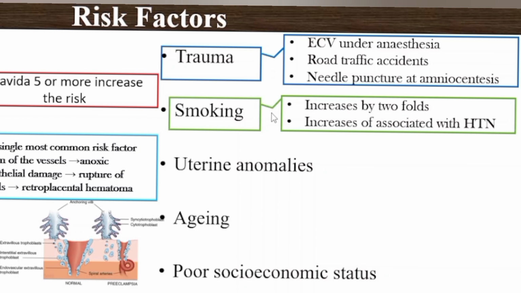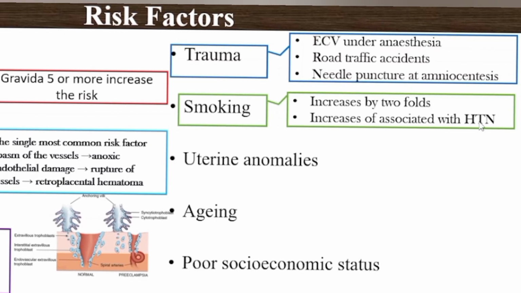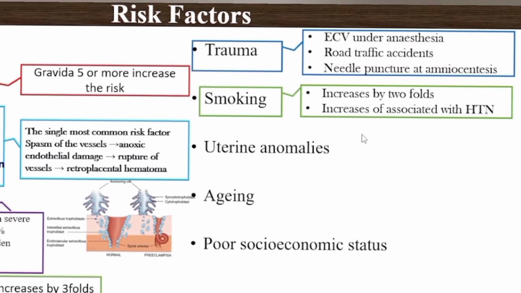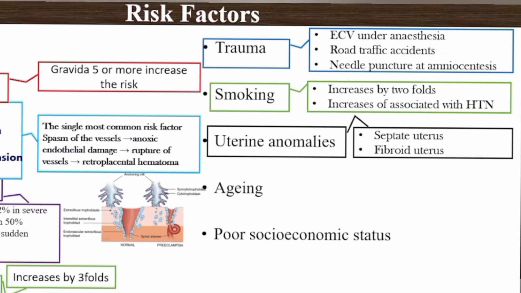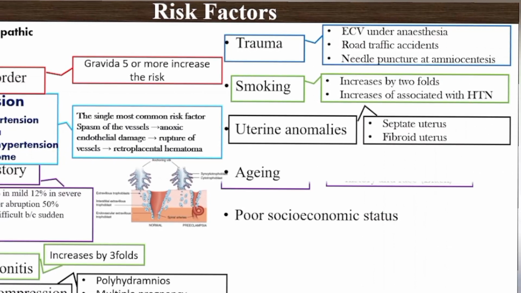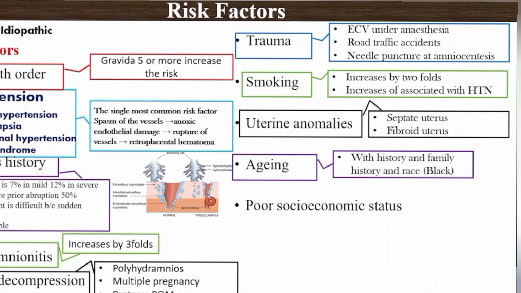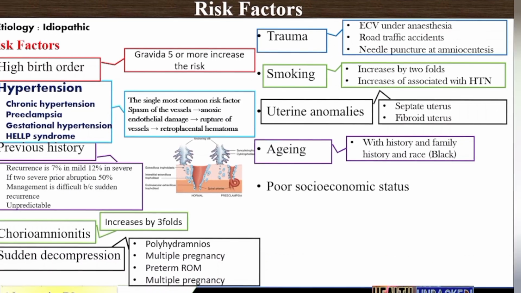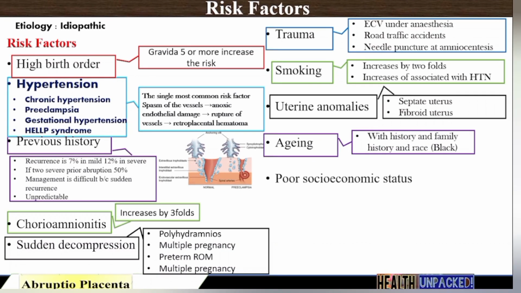Smoking also increases the risk twofold, and smoking also increases hypertension, which increases the risk of abruption. The other is uterine anomalies. If the uterus has some abnormality like septate uterus or fibroid, that also increases abruption. Aging: as the age increases, the tissue of the uterus and the placenta are fragile, and they're not as good as those of other age groups, so the risk increases.